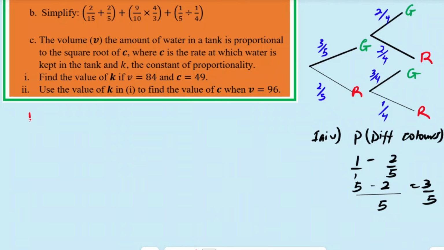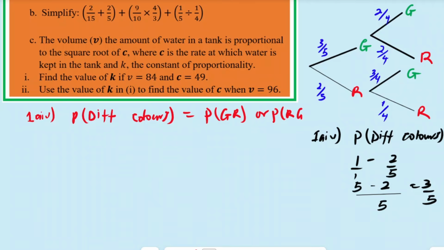So that's going to be question 1A IV. Probability of different colors. So that's going to be the probability of getting a green ball first, followed by a red ball, or the probability of a red ball followed by a green ball. So these are the possible outcomes that we can make from this tree diagram. Now let's make our substitutions, but you have to understand that OR means addition, AND means multiplication. So this probability can be expressed as: probability of a green ball and probability of a red ball. So that means we're going to multiply.